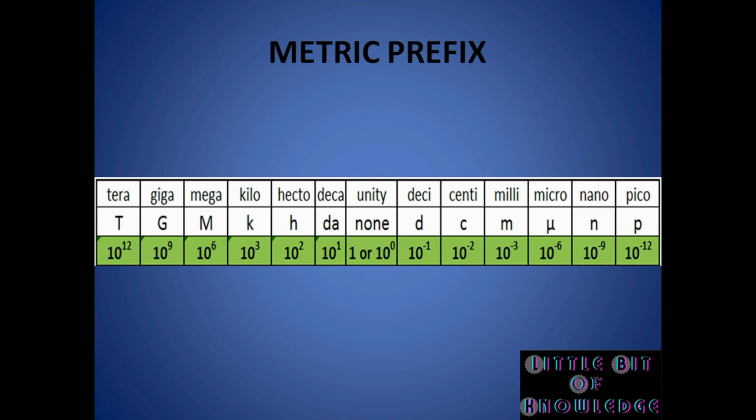Once you look at deci, which is 10 to the power minus 1, which is also 0.1, from deci we are going to have decimal points in our units. That's why it has a metric prefix of deci.